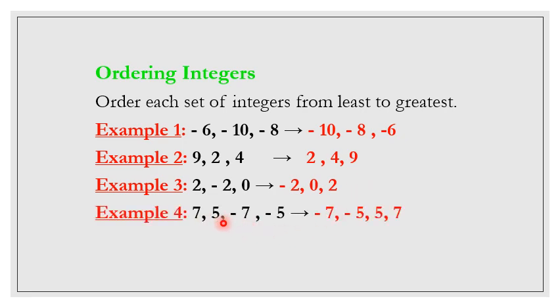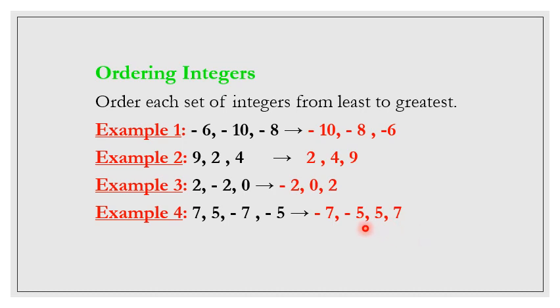Example 4, I have 7, positive 5, negative 7, and negative 5. When I order them, the least integers will be the negative integers. So I'll start from negative 7, then negative 5, then positive 5, then positive 7.